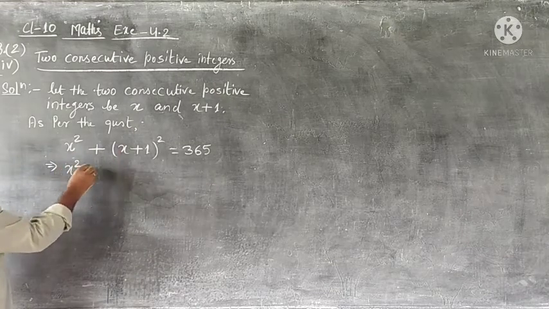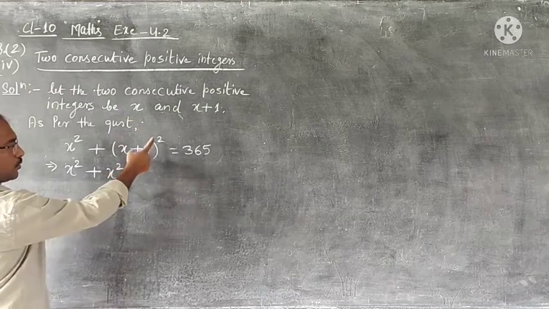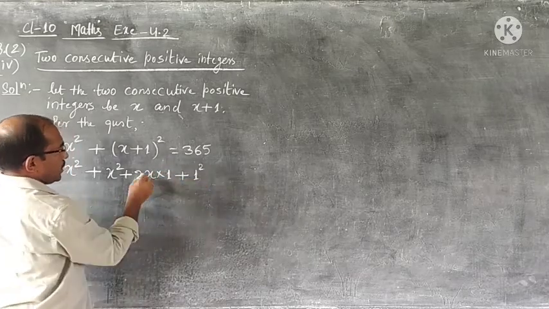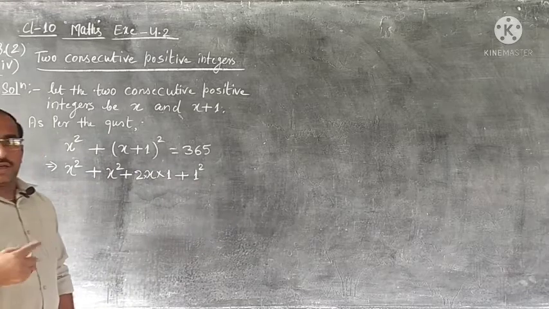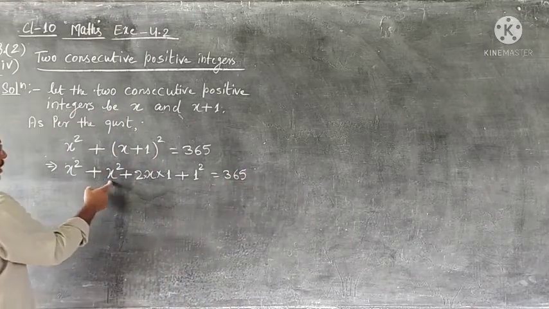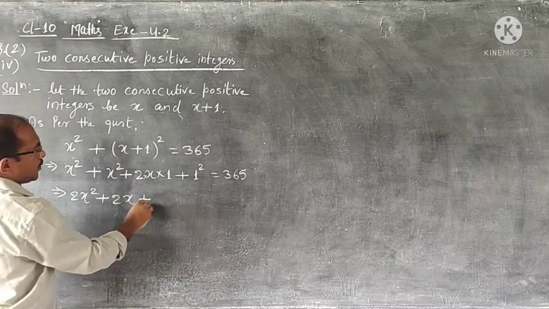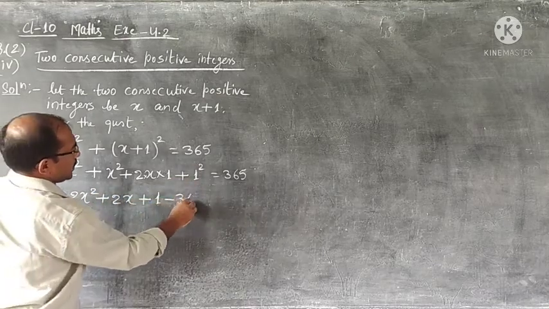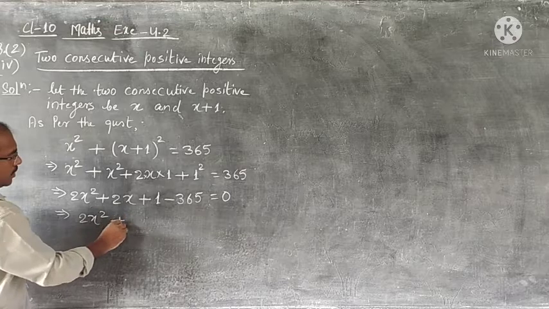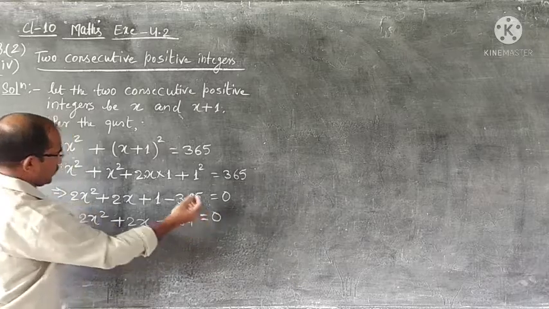We see here x square, let it be. Here we look at x plus 1 whole square. So a plus b whole square is a square plus 2ab plus b square, is equal to 365. What we see, x square plus x square is 2x square, plus 2x, plus 1, and 365 we also bring to the LHS. RHS becomes 0. So 2x square plus 2x, 1 minus 365, that is minus 364, equal to 0.